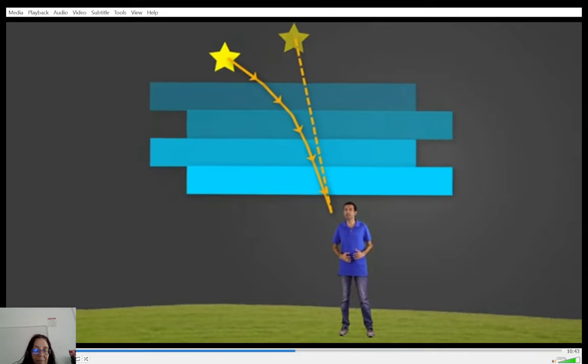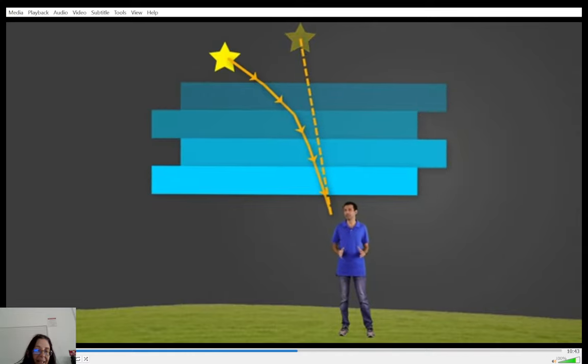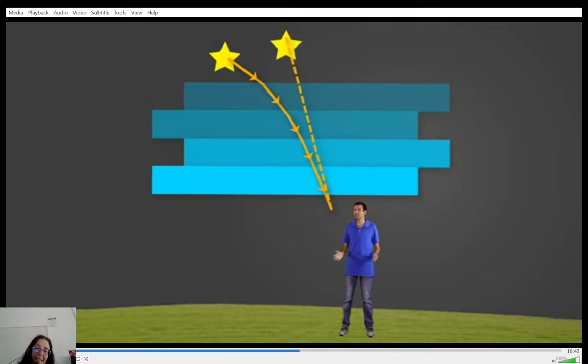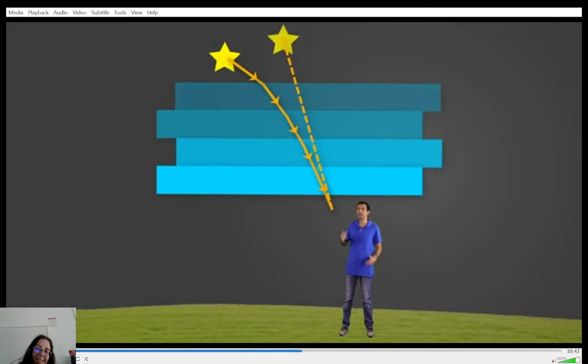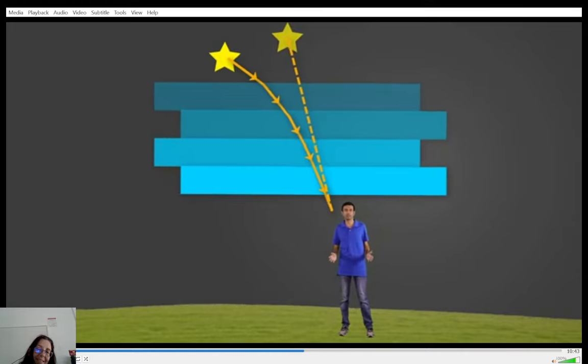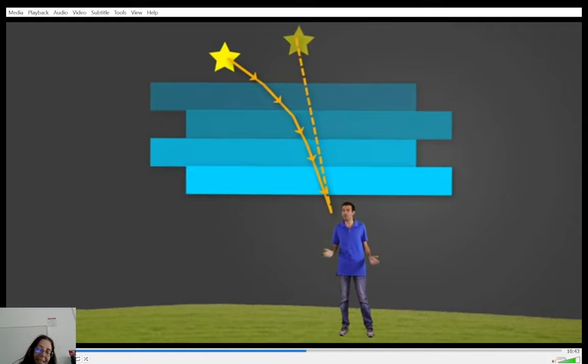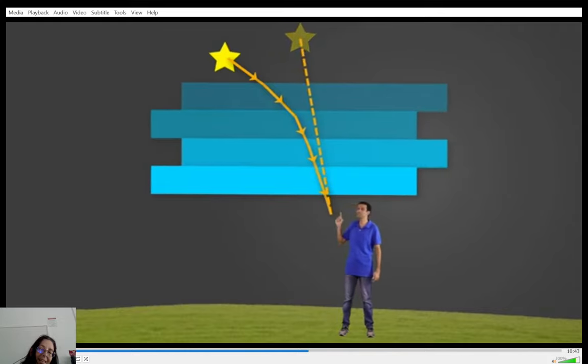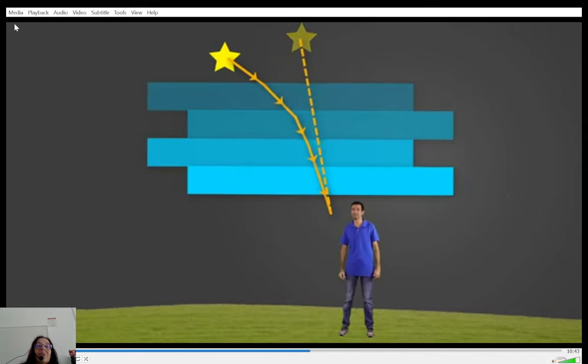And so the amount of light that enters our eyes keeps changing. As a result, the star appears brighter sometimes and sometimes dimmer to us. This bright-dim effect makes us think that the star is twinkling. Did you understand?